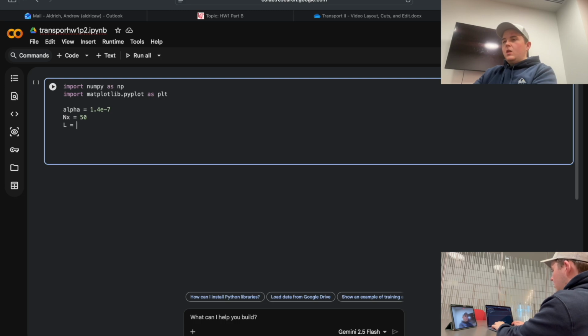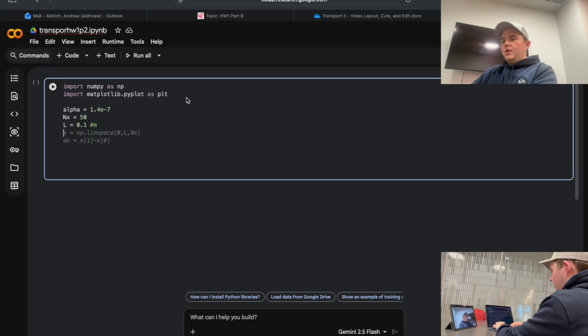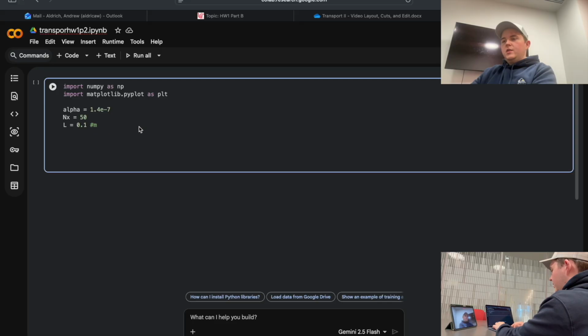And then we're just going to have the length of our rod. Let's just do 0.1 meters, so 10 centimeters. I'm going to put that there just so I remember it's in meters.